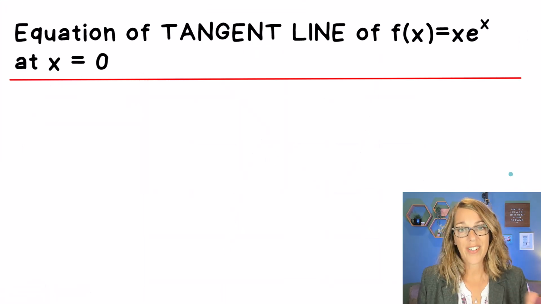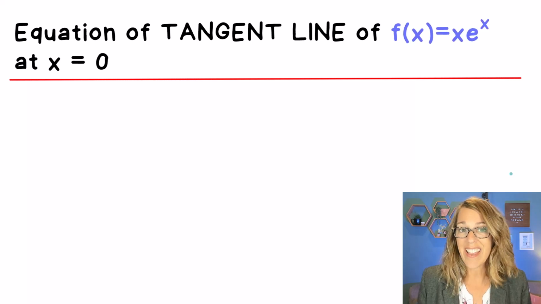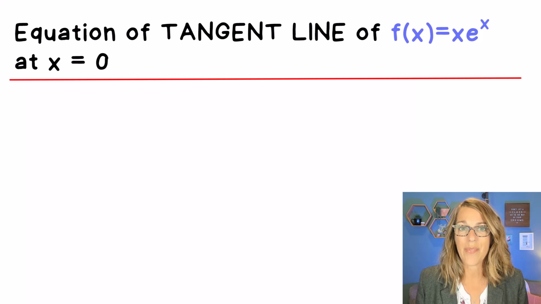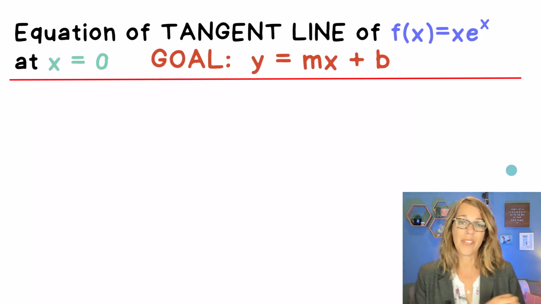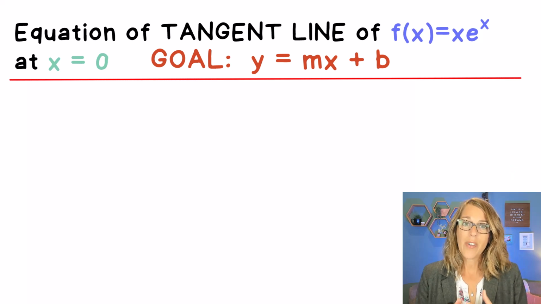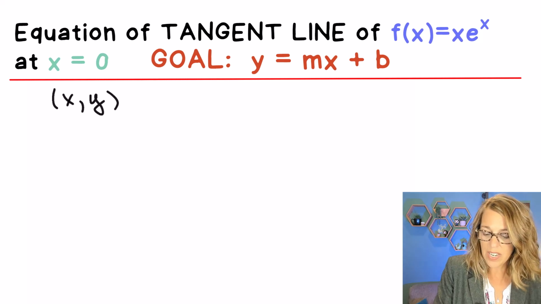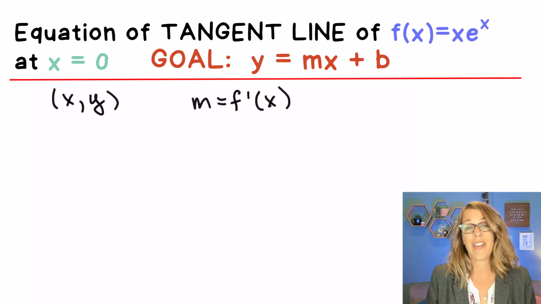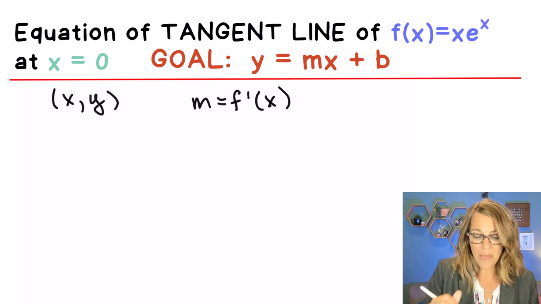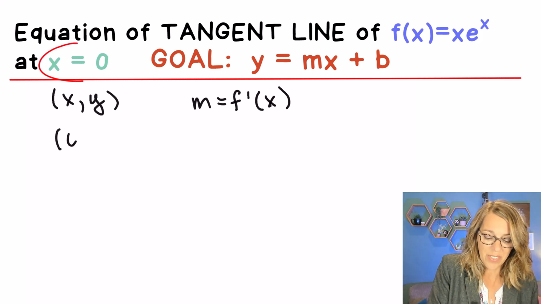Let's find another tangent line, this time for f of x equals x e to the x at x equals 0. And of course, our goal is that y equals mx plus b. Well, we know that we need those two things. We need a point, so we need an x comma y, and we need our slope, and the slope is the derivative. That was an f of x notation, so I'll call that f prime of x. We're going to start with that point. I know that x is equal to 0.